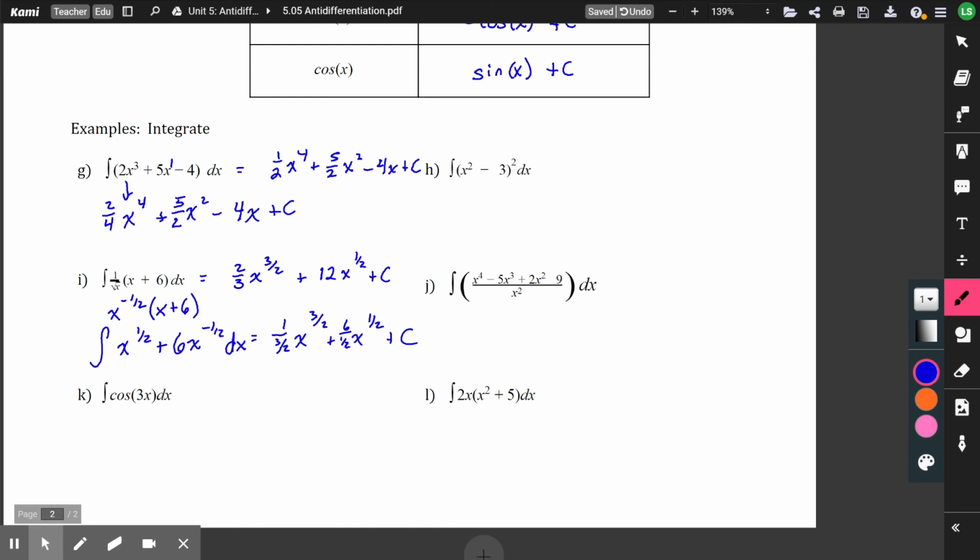So take a look at these other examples for H, J, K, and L, and then also take a look at the problems in Delta Math, and we will reconvene tomorrow to see how it goes.